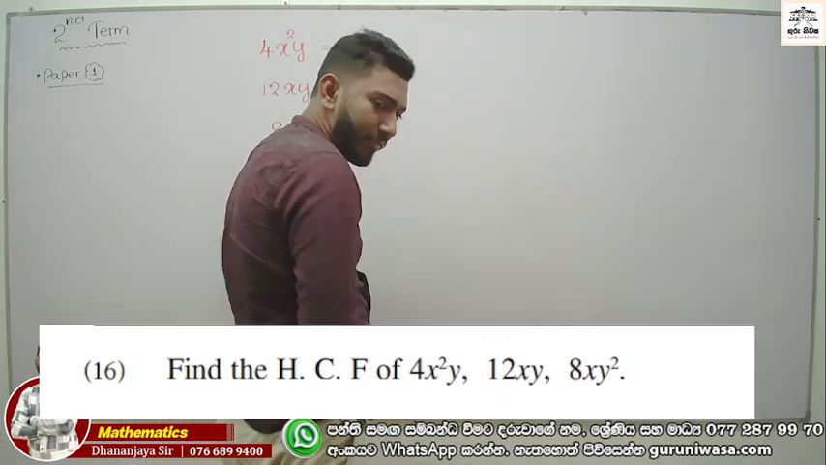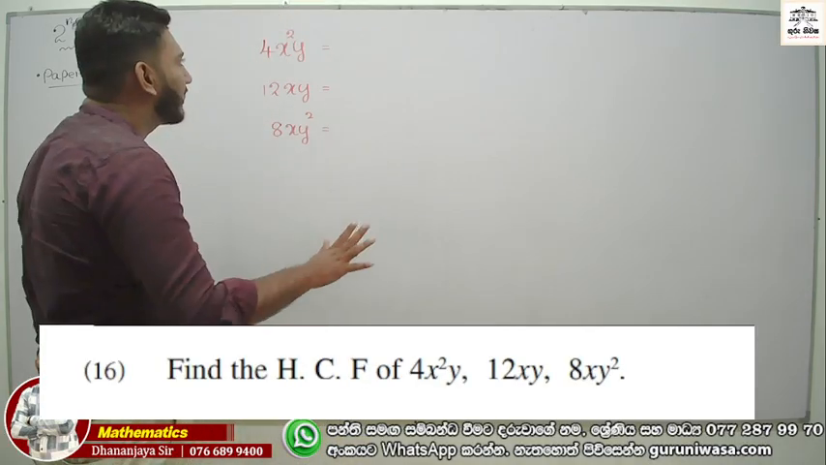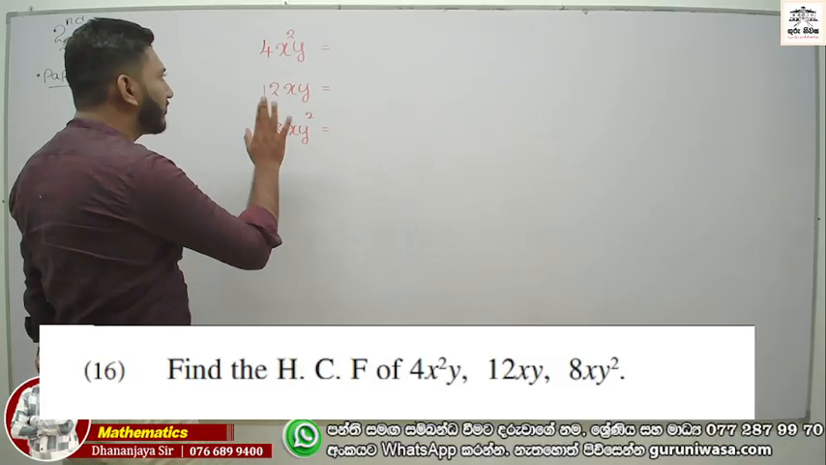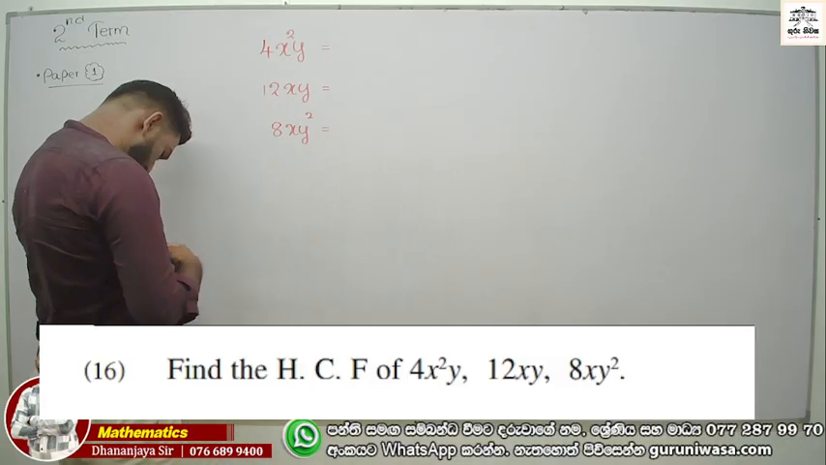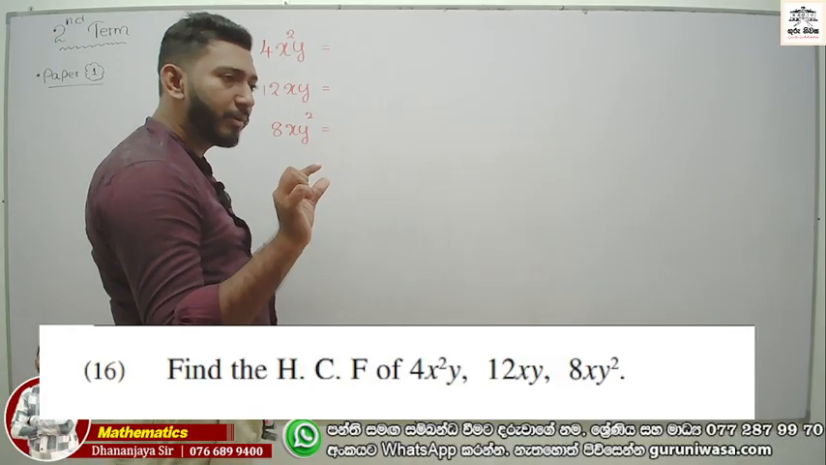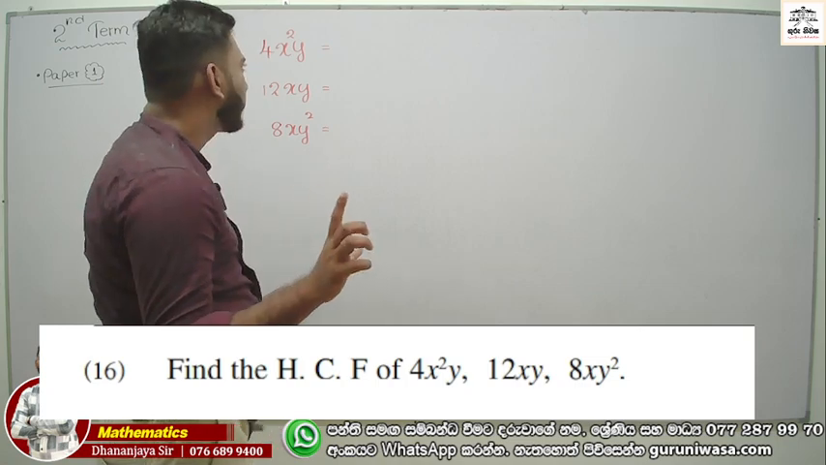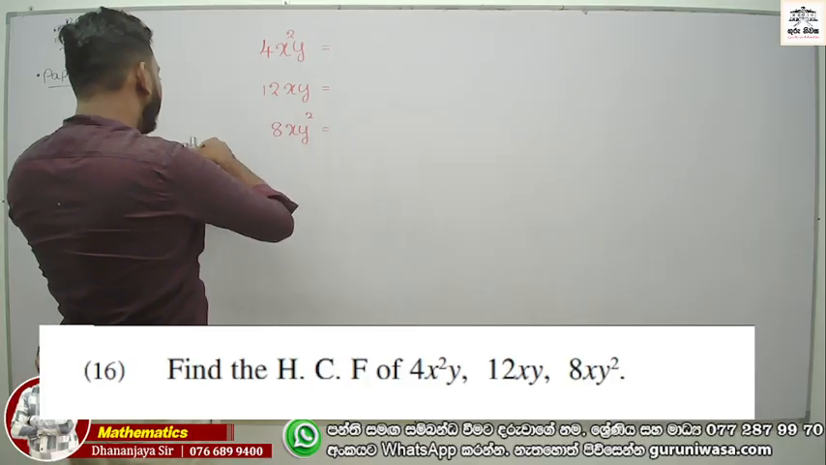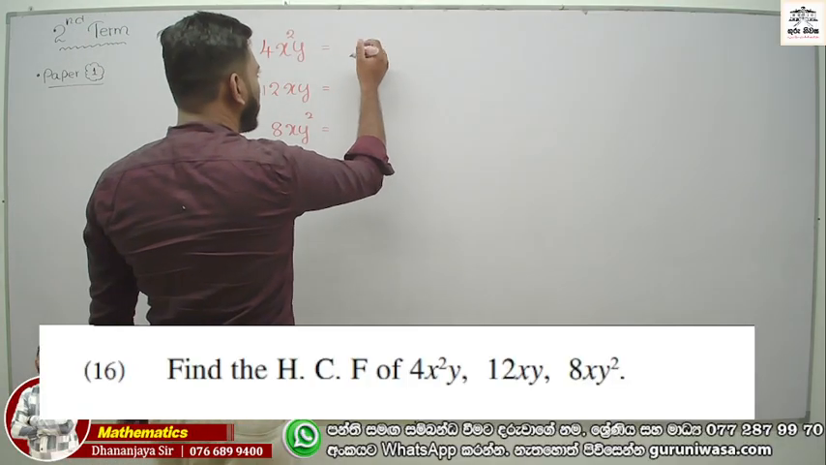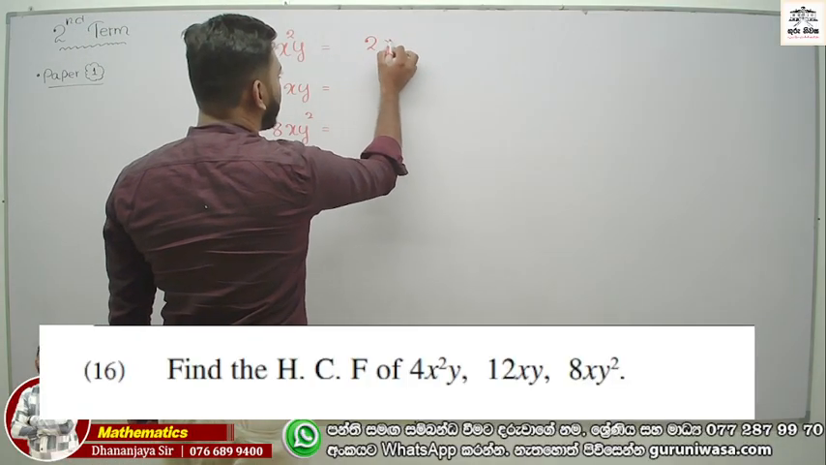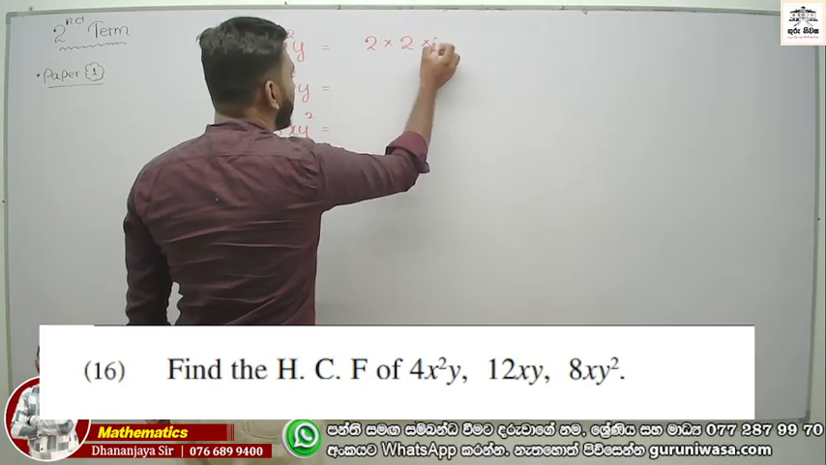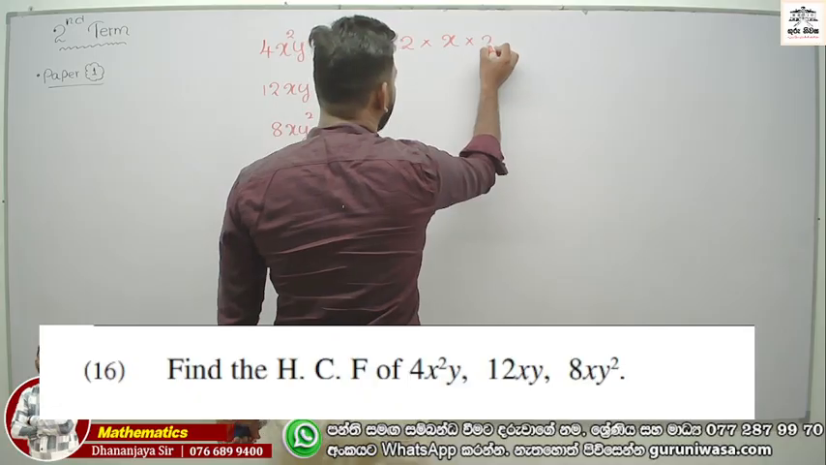Look at this. The special thing is that 4, 12 and 8 you can write as a product of prime numbers, right? Now look at this. 4 you can write as 2 times 2 into x into y.